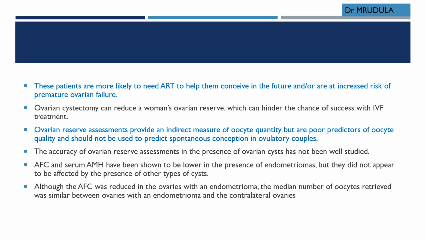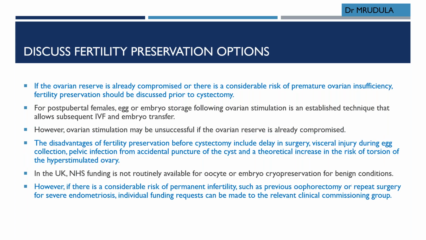The AFC is reduced in ovaries with endometrioma, but finally, if the patient is posted for IVF, the median number of oocytes retrieved is similar between the ovaries with endometrioma and contralateral ovaries. So the AFC may not be very reliable in case of endometriomas also, because it can be missed because of large endometriomas.